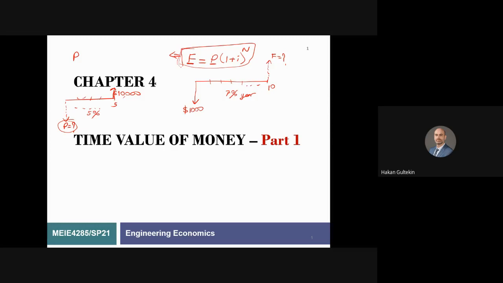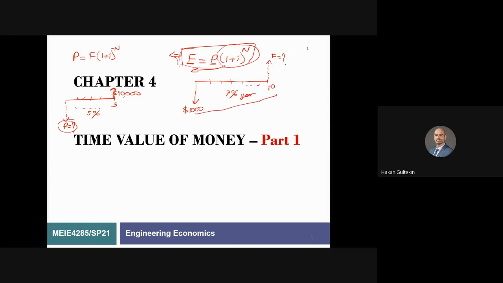We will use the same formula, but this time we will calculate P, the present value, given a future value. This will simply be the future value multiplied by this interest factor, again to the power of n, the number of interest periods, but this time to the power of negative n, because we move this part to the other side in this calculation.